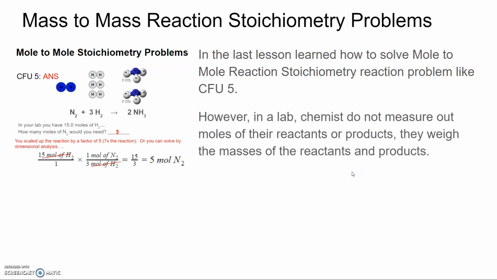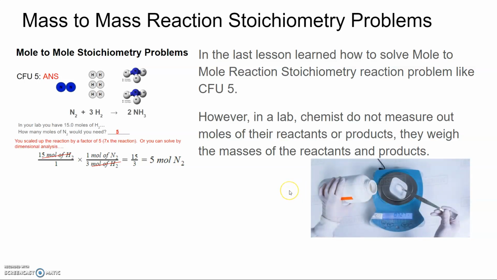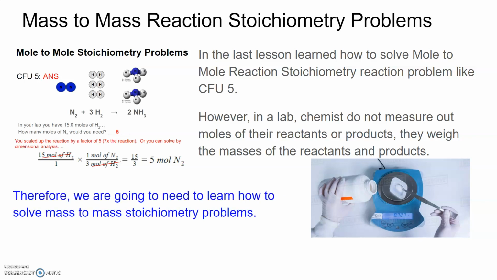But in the lab, chemists don't actually measure out moles of their reactants and products. They usually weigh their reactants and products to get the mass. So therefore, in reality, when we're doing these problems, we actually have to do more problems where we're converting from the mass of something to the mass of something else. And these are called mass-to-mass stoichiometry problems, and that's what we're going to tackle today.